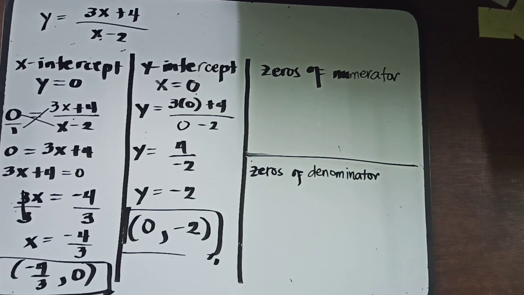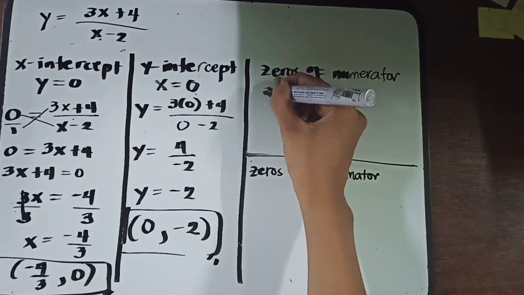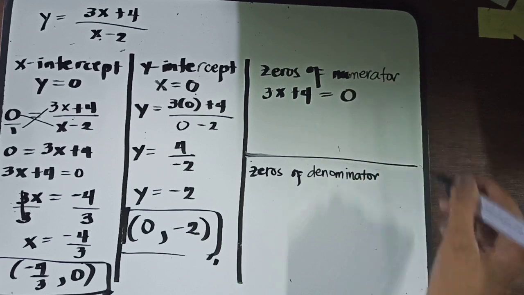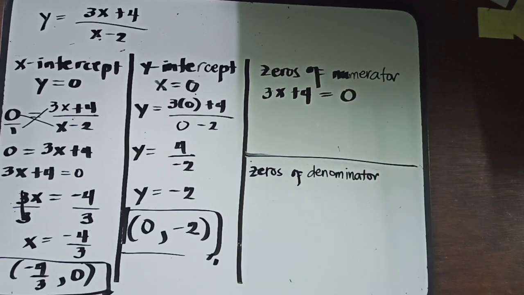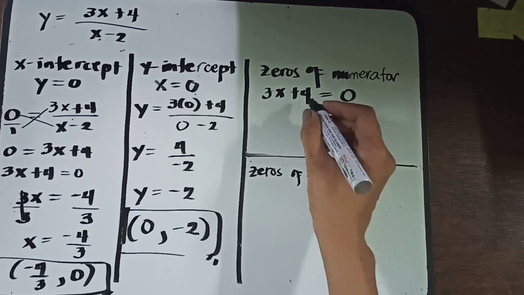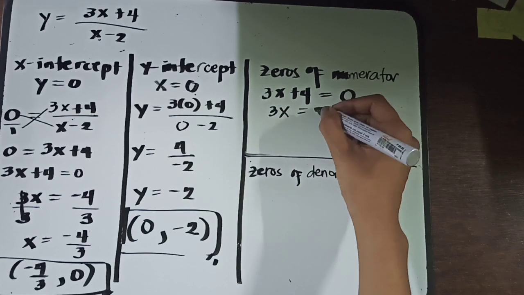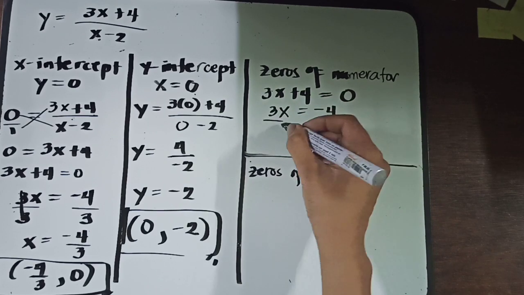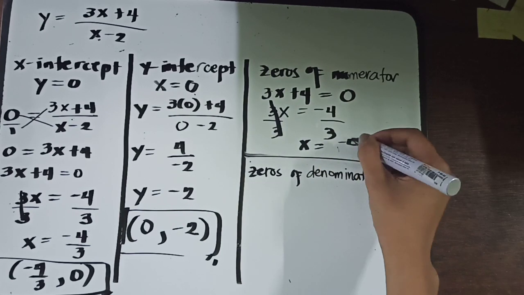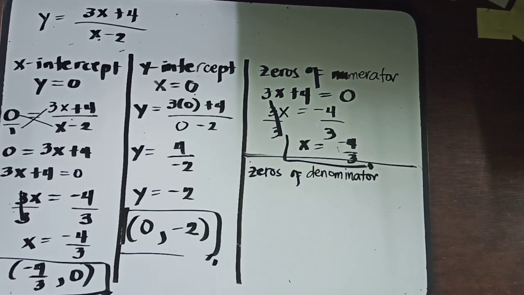Okay, so in finding the zeros of numerator, so just copy the numerator, which is 3x plus 4, then equal to 0, and solve for the value of your x. So again, kailangan natin tanggalin lahat ng kasama ni x. Start tayo kay 4. So that is 3x is equal to negative 4, and divide both sides by 3. So cancel, and x is equal to negative 4 over 3. So, this is the zeros of the numerator.